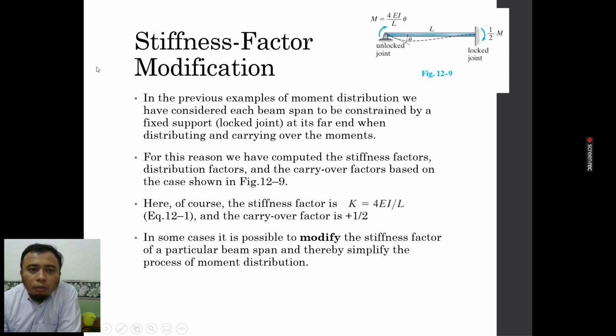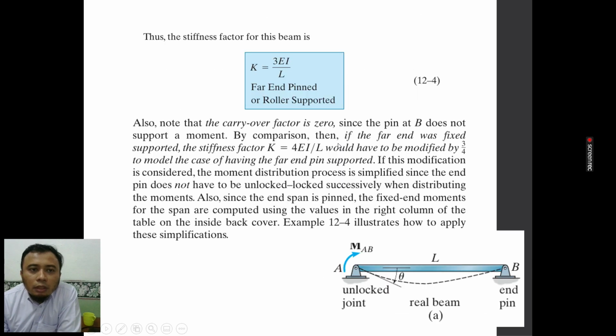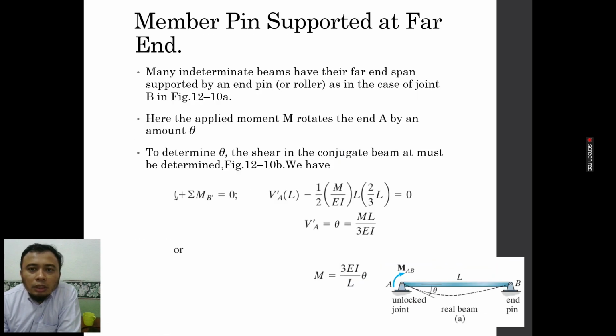In the next video, we're going to talk about stiffness factor modification, and also the member pin supported at far end.